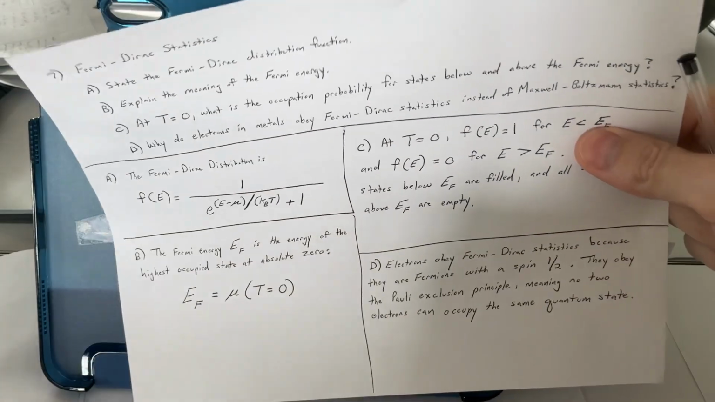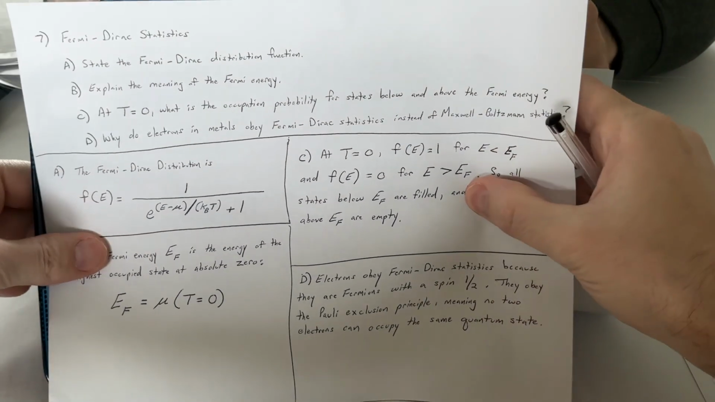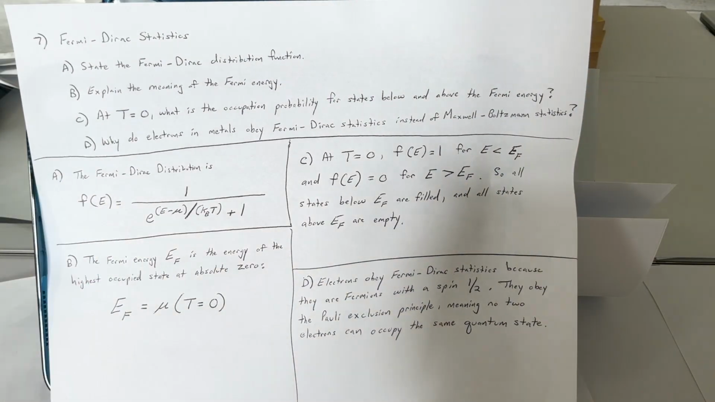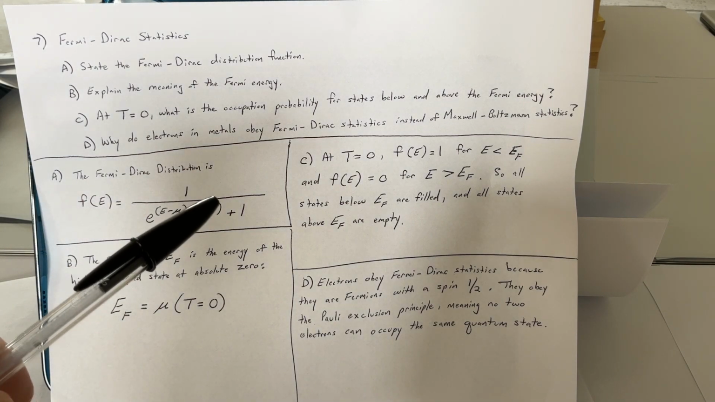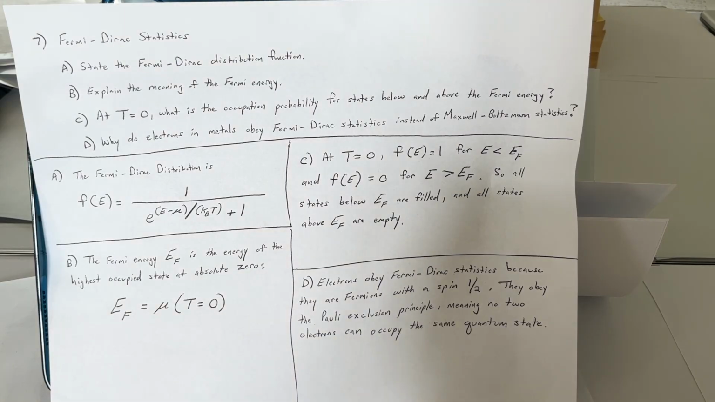Moving along to number 7, Fermi-Dirac statistics. Part A, state the Fermi-Dirac distribution function. The Fermi-Dirac distribution is f of E equals 1 over e to the quantity (E minus mu) over k sub B T, close parentheses, plus 1.